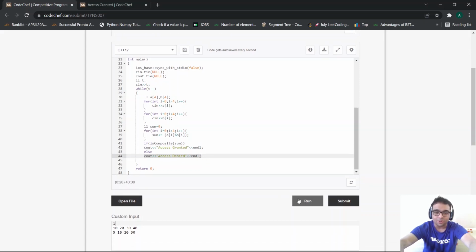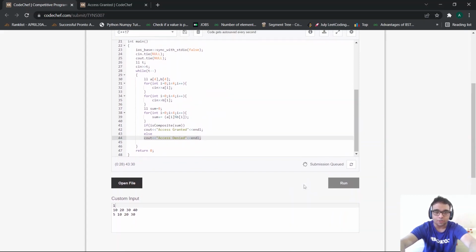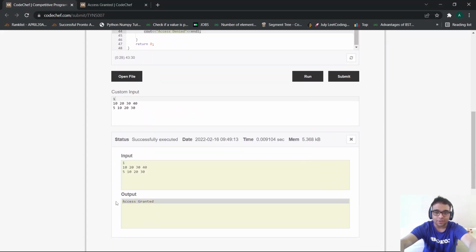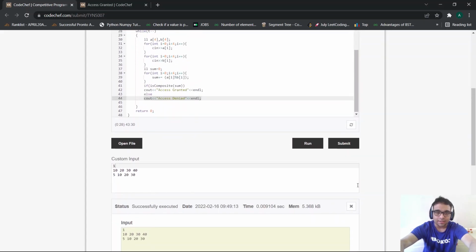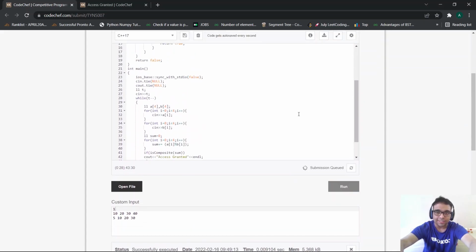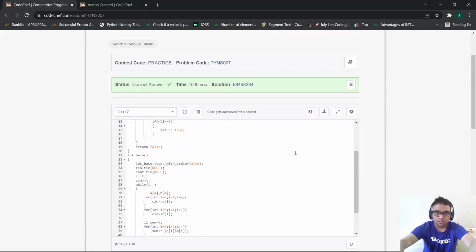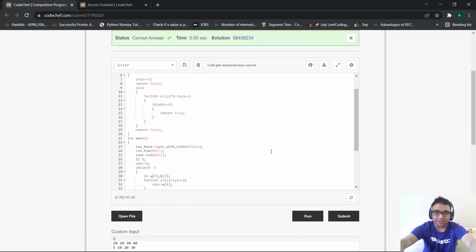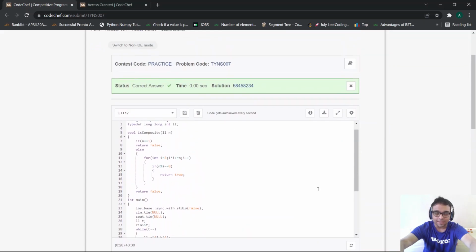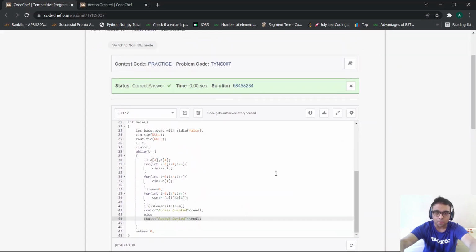So let us run our code on the sample test cases to understand whether everything is working correctly or not. Okay, so as you can see, we got access granted, which is correct. Now let us submit our code on the actual test cases to see whether it passes everything or not. Okay, so as you can see, we got the correct answer, and yes, this becomes a valid approach to solve this problem.